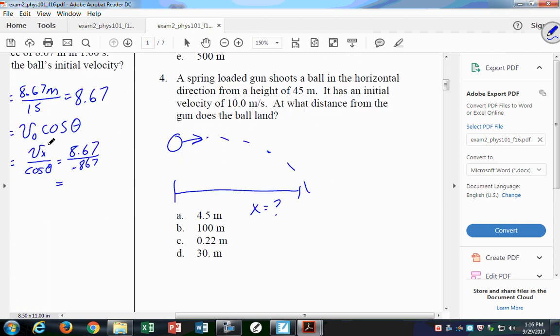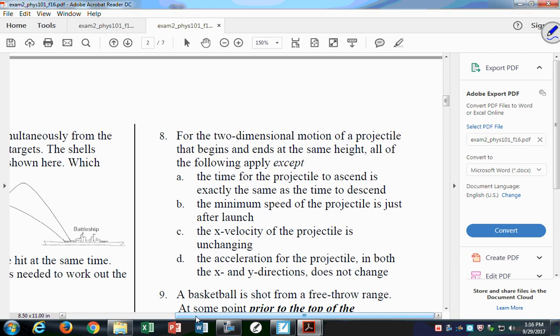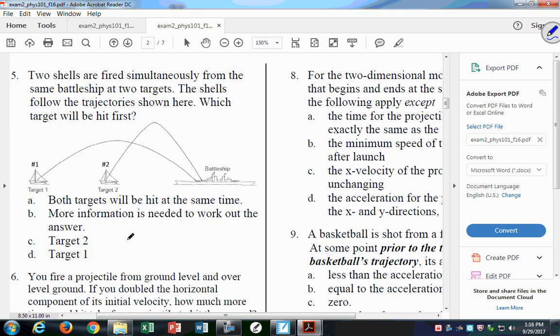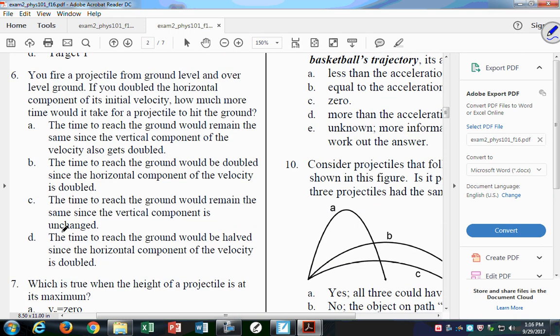Thank you. Okay, you'll see some conceptual stuff. Like for example, this one, which target will hit first? It's the target where the projectile has the lower y height. The y height tells how long it's in the air. There's some stuff here about just the ideas from projectile motion. If you doubled the horizontal component, you know what? This was an OpenStax question. The students had it beforehand. I'm gonna skip over it. You will see some OpenStax questions.